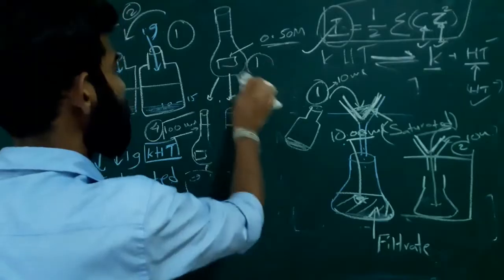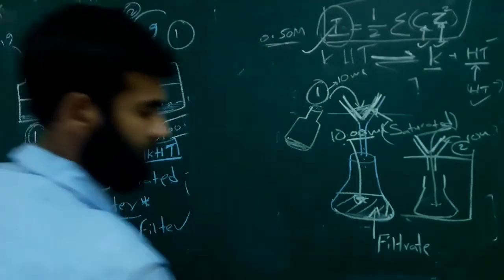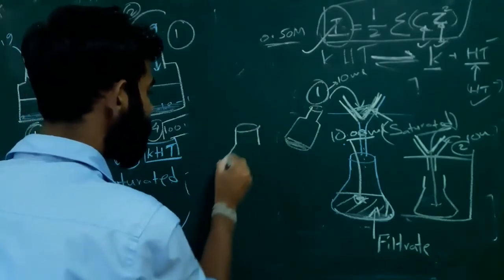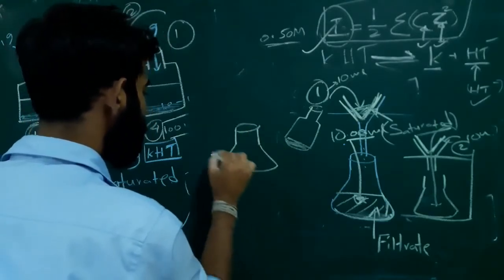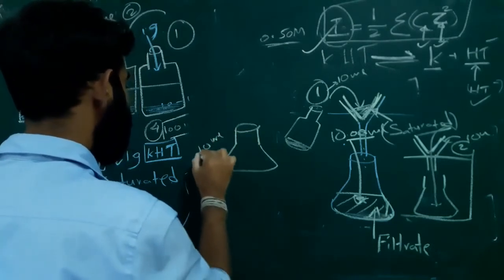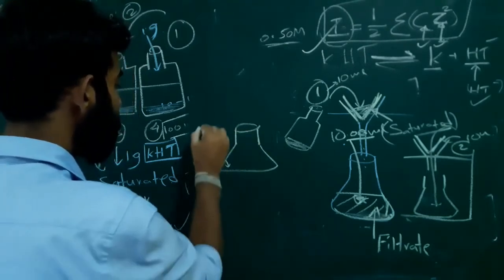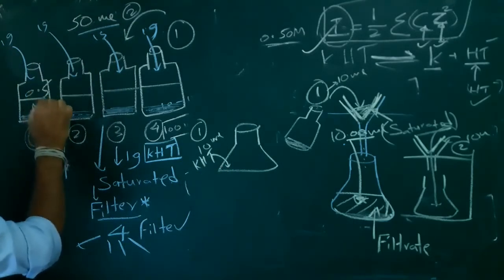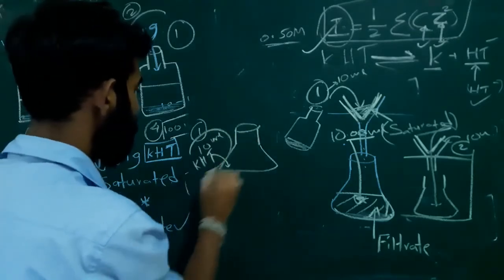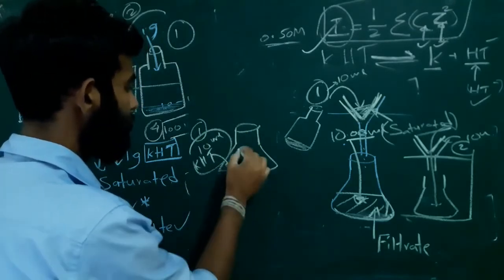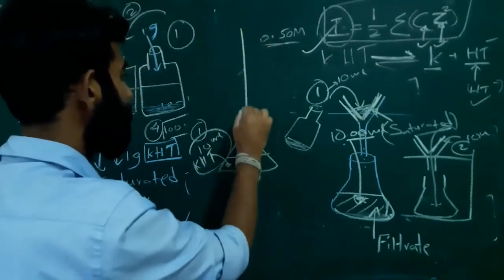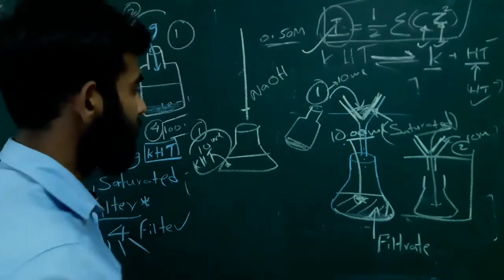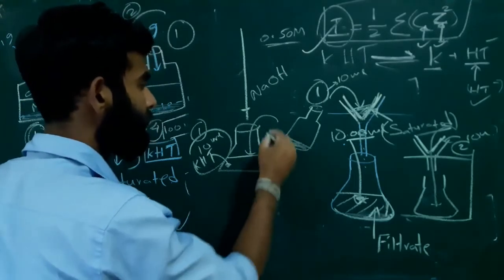I will erase this. We will take 10 ml and add it into the titration flask, that 10 ml of KHT solution. This is the first solution with 0.5 M ionic strength. So we will titrate the saturated solution with sodium hydroxide. We will add an indicator, that is phenolphthalein.